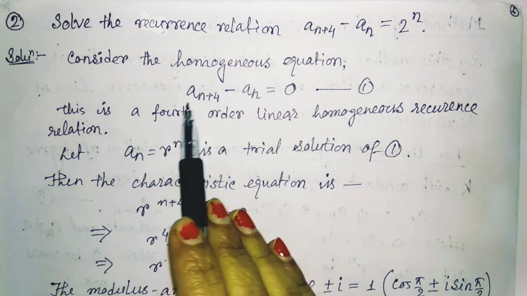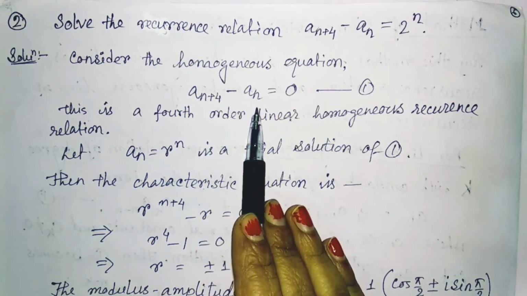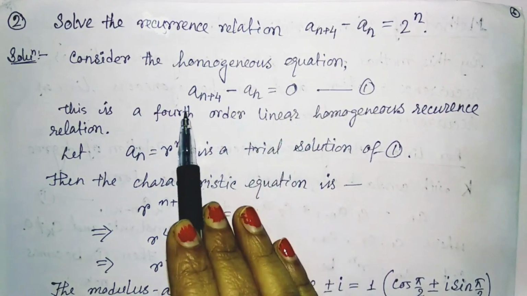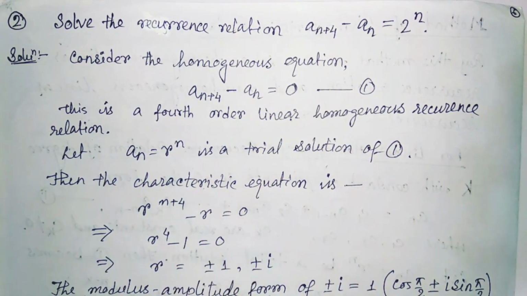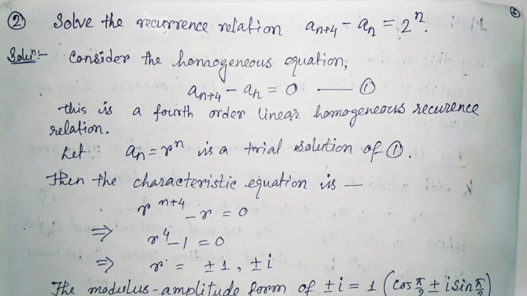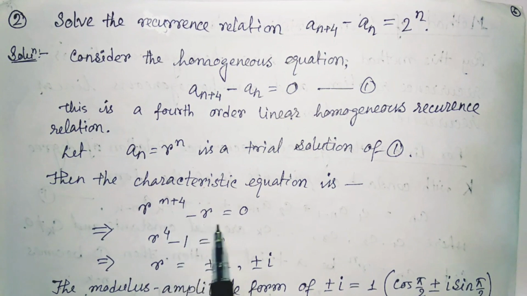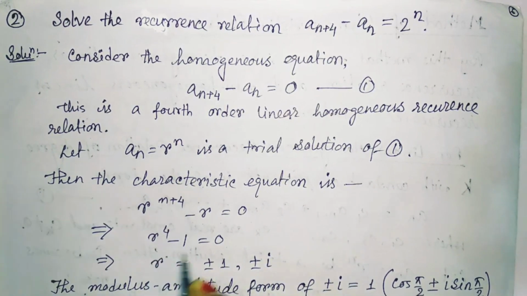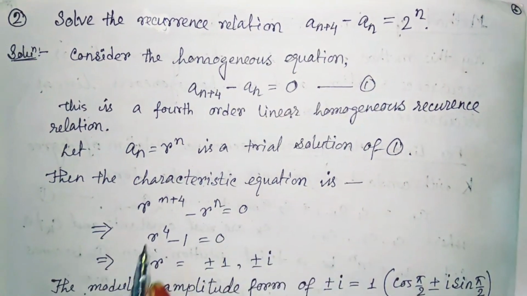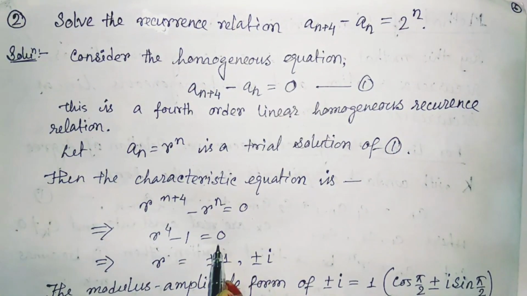So now consider the homogeneous equation at first, that is a_(n+4) minus a_n is equal to 0. Again we replace a_n by r to the power n, which is the way we solve a homogeneous recurrence relation. Accordingly we find r to the power n plus 4 minus r to the power n is equal to 0. If we divide by r to the power n, we find r to the power 4 minus 1 is equal to 0.